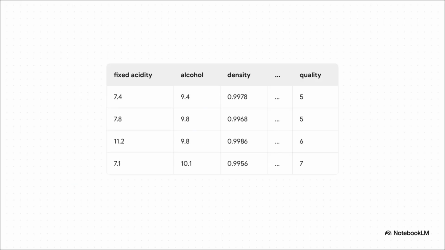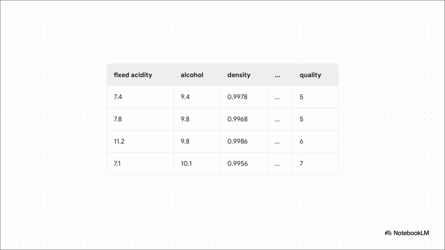Okay, so this is what we're working with. Each row here is a different wine. And see all those columns on the left? Things like fixed acidity, alcohol, and so on. Our machine has to learn how to use those numbers to predict that single quality score on the far right.